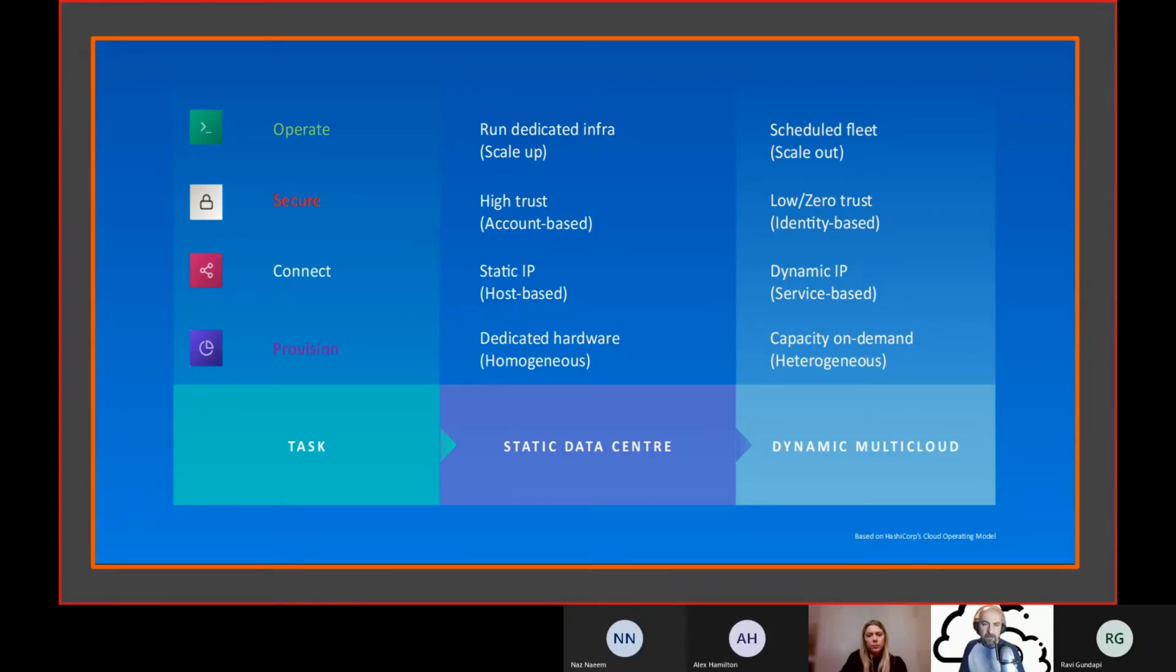So really, the main focus here is the connectivity and the security. The difference between a high trust environment and a zero trust environment, a more identity-based, not an account-based, environment for security. And in terms of connectivity, we're moving away from host-based systems to service-based systems, where the applications declare their identity and security, but also declare what service they're offering, so that all applications that need something can make that request for that service, and that service will be offered to them.